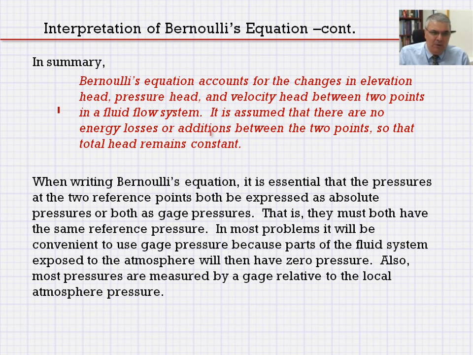Note that when we write a Bernoulli equation, the pressures at the 2 reference points must both be expressed as absolute pressure or both as gauge pressure. Otherwise, you're going to run into problems. You cannot have one in gauge, the other one in absolute. You need to express them in the same type of pressure, either absolute or gauge.